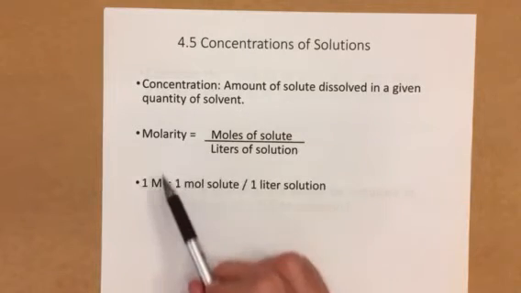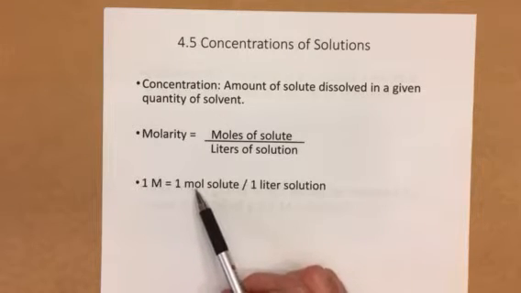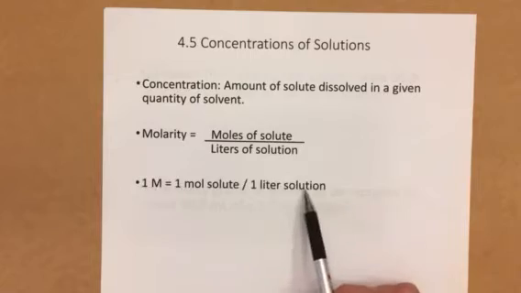So there's two different ways you can write out molarity. The capital M is a symbol for molarity, and that capital M is interchangeable with moles of solute over liters of solution.